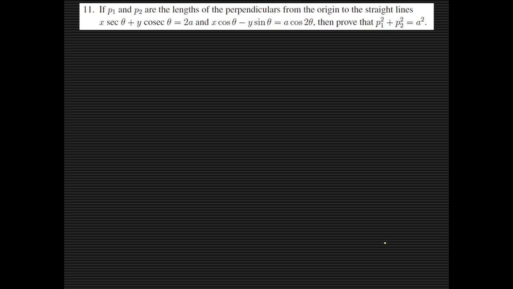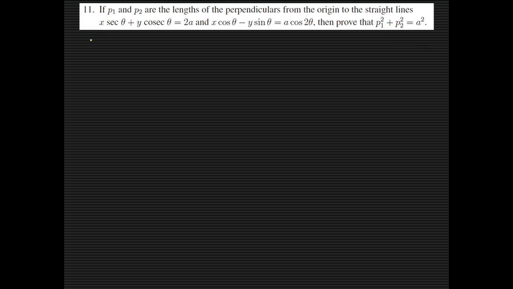Hello students, and now we are going to do the 11th question. If P1 and P2 are the lengths of the perpendicular from the origin to the straight lines x secant theta plus y cosecant theta is equal to 2a and x cos theta minus y sin theta is equal to a cos 2 theta, then prove that P1 square plus P2 square is equal to a square.